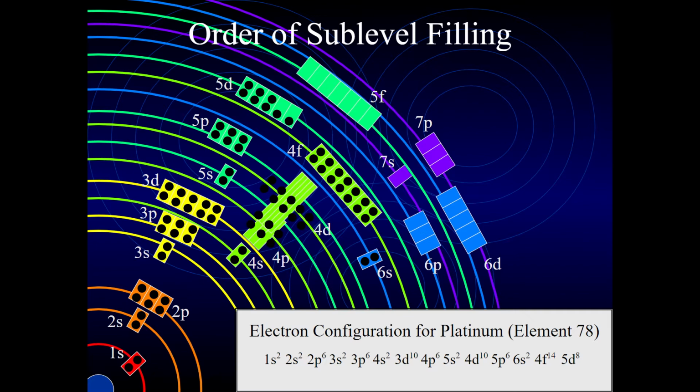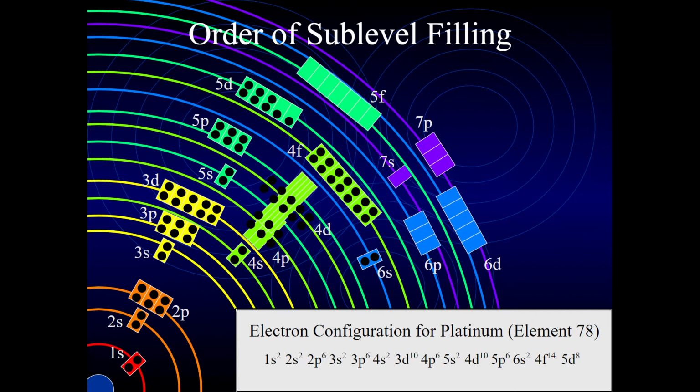It is completely full. The next principal energy level is drawn in orange. It has 2 subshells, the 2s and the 2p. As you can see by counting the black circles, the 2s subshell is completely full. So is the 2p subshell. It's completely full with 6 electrons. That gets us through the first 10 electrons.